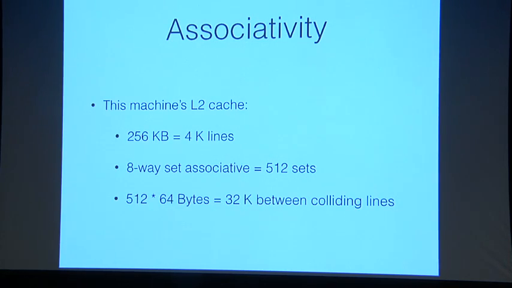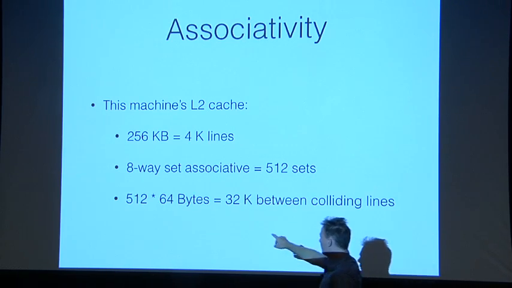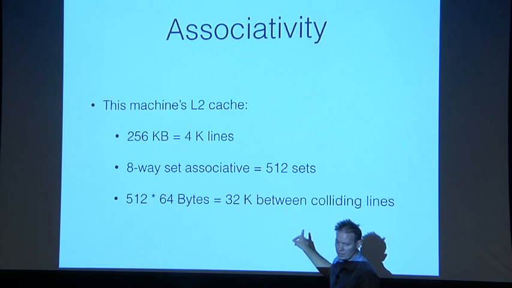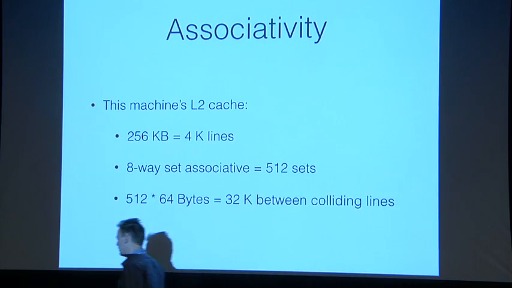So in this machine's L2 cache, it's 256K per core. So 256 kilobytes is 4,000 lines of data that we can store. And it's 8-way set associative. So basically, each piece of memory can be in one of 8 locations throughout the cache. It can be in any one of those. So there are 512 sets. They're independent, okay? And since it's ordered by the low order bits, those 512 possible locations times the 64 bytes, there's 32K between colliding lines. Let me show what I mean by colliding lines.